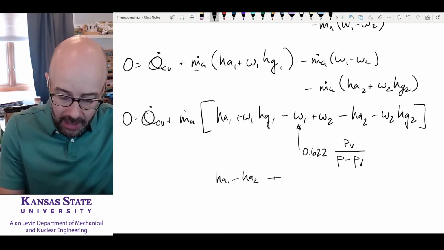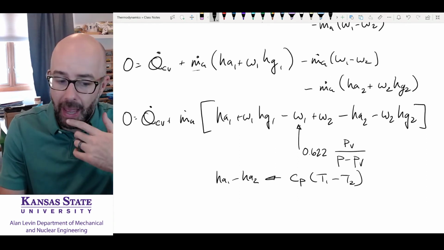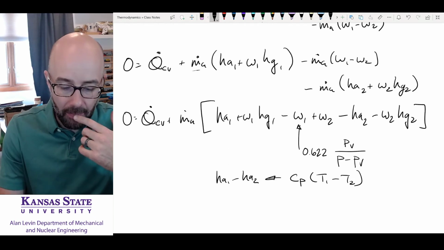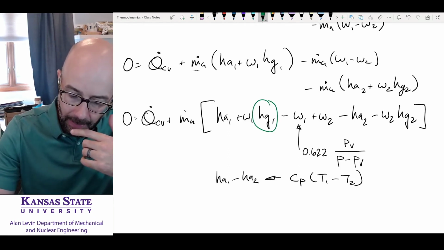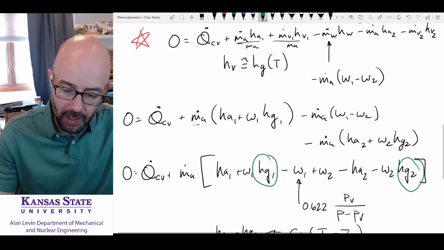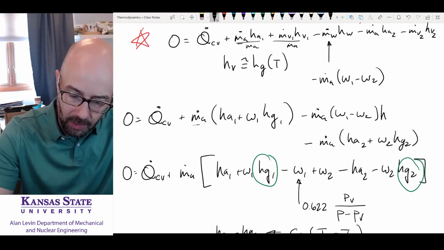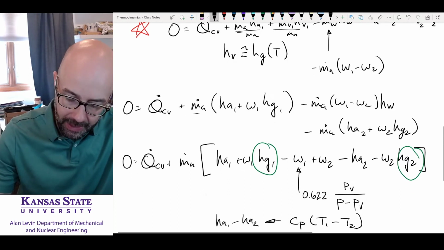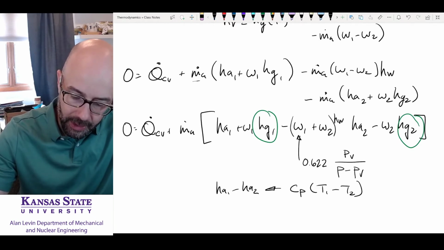If I was using constant specific heats, I could write this as C sub P times T1 minus T2. I could do that if I wanted to. But I'm going to look up the following things: HG1, HG2. Oh, I forgot a term, didn't I? You're probably screaming at me. I forgot the enthalpy of my water vapor here. This is the enthalpy of my liquid water here. This is all going to be times the enthalpy of my water. That's a big term.